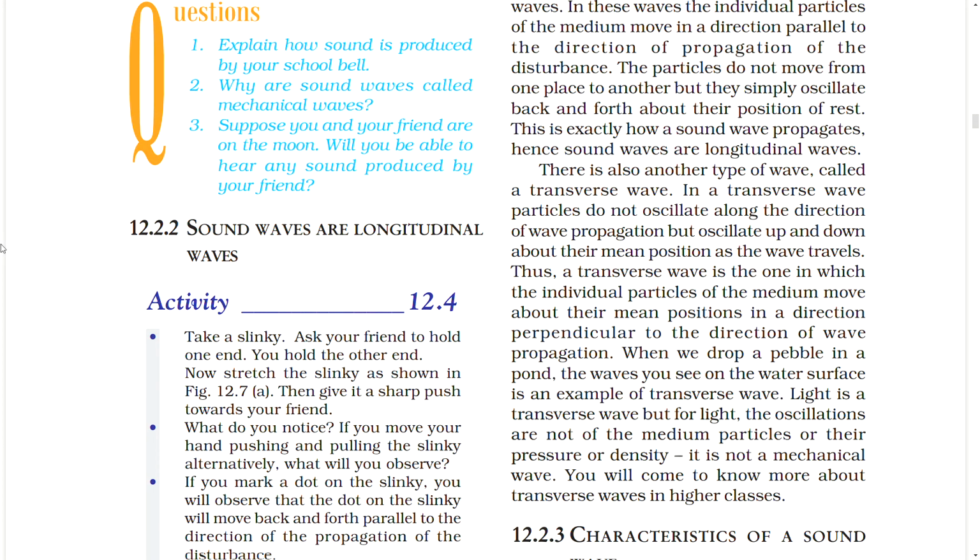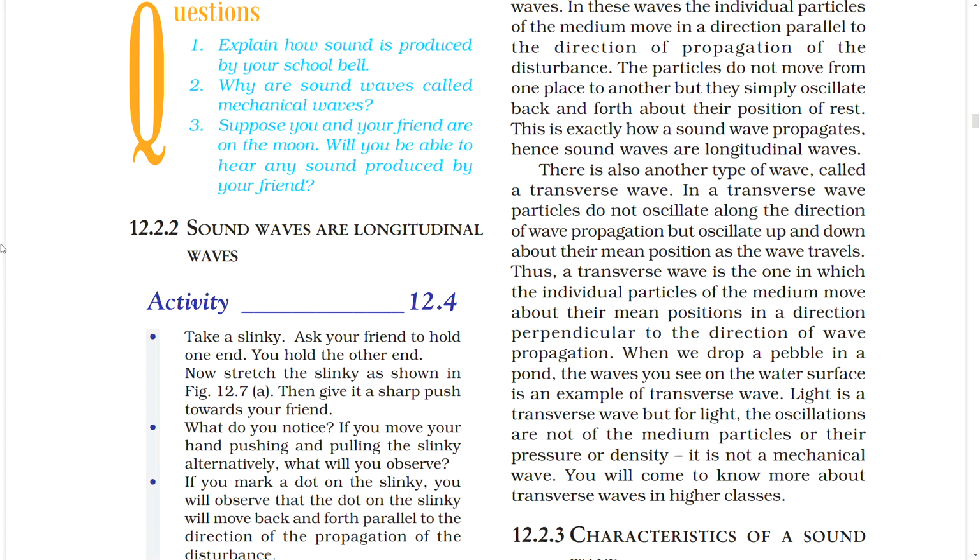There is also another type of wave called a transverse wave. In a transverse wave, particles do not oscillate along the direction of wave propagation but oscillate up and down about their mean position as the wave travels. Thus, the transverse wave is the one in which the individual particles of the medium move about their mean positions in a direction perpendicular to the direction of wave propagation.